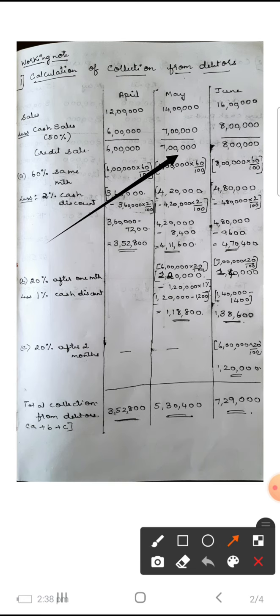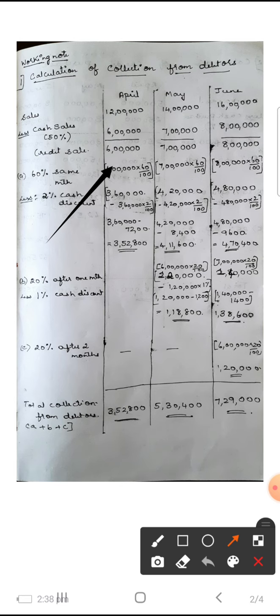Here also, May's sales they will get in June. So May it is 7 lakh. So 7 lakh into 20% is 1 lakh 40,000. From 1 lakh 40,000, they will deduct 1% cash discount. So they will get the amount of 1,38,600. Then 20% after 2 months, it means April's sales they'll get in June.